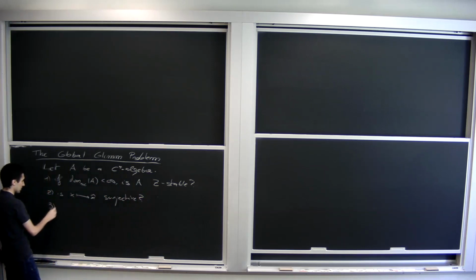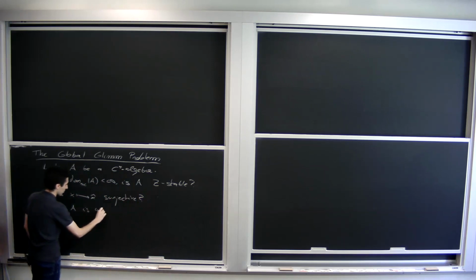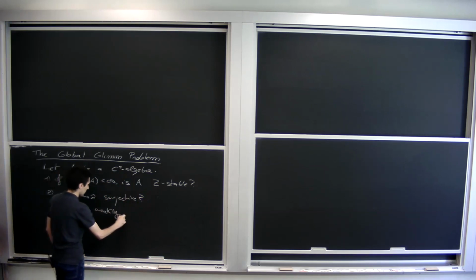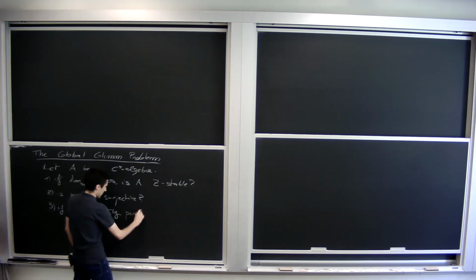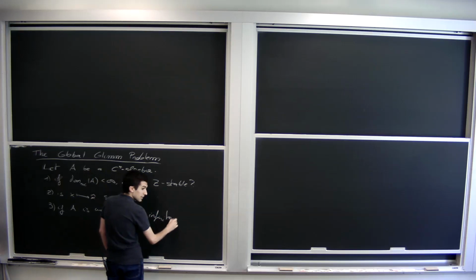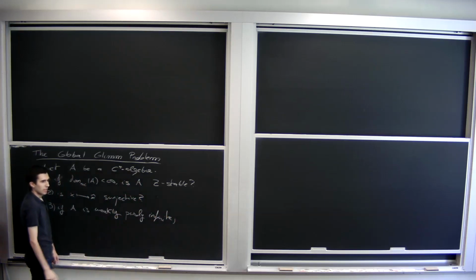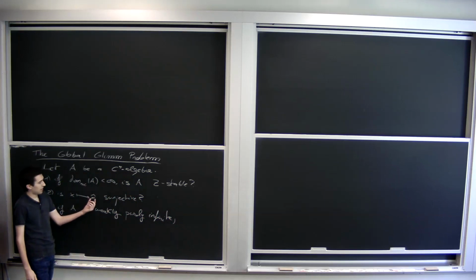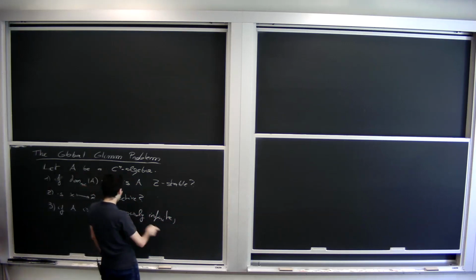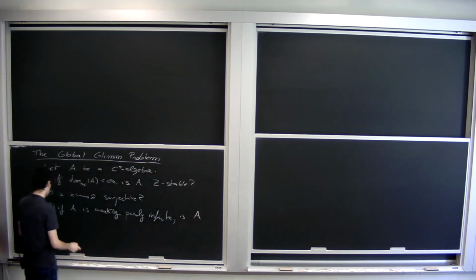And then third question, if A is weakly purely infinite, which I will now define, is A purely infinite? What is the x? It's the rank of x. Okay. But this will not be needed. It's just motivation.